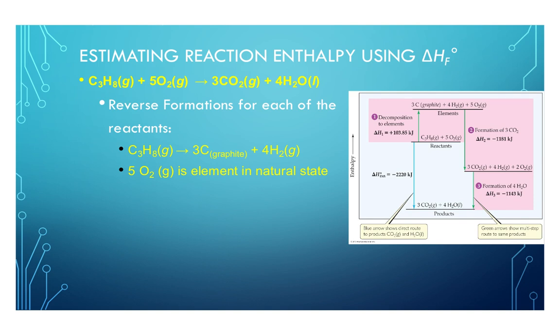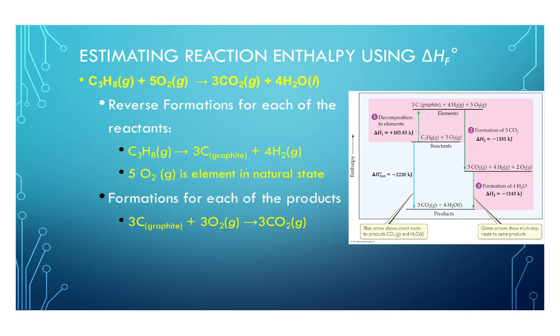The other reactant is O2. O2 gas is an element in its natural state, so there isn't a formation reaction for that. Now that we've broken down our reactants, we're going to form our products, so formations for each of the products. For CO2 and H2O, that would be 3 C plus 3 O2 gives me 3 CO2, and 4 H2 plus 2 O2 is going to give me 4 H2O. Again, we put some coefficients in front of things to make that happen.